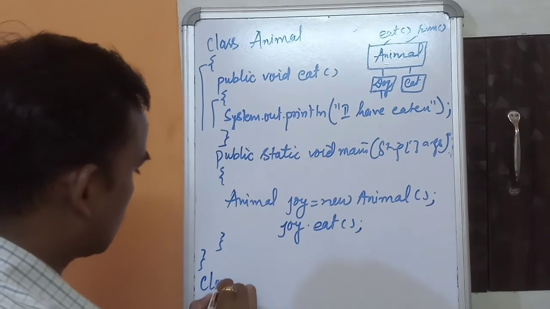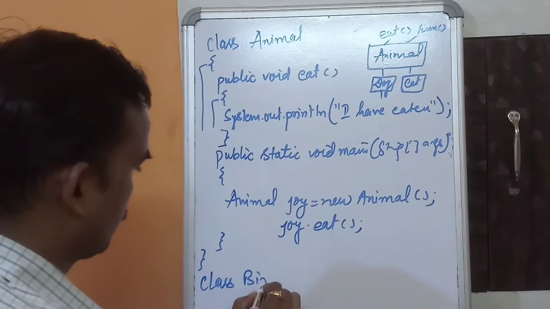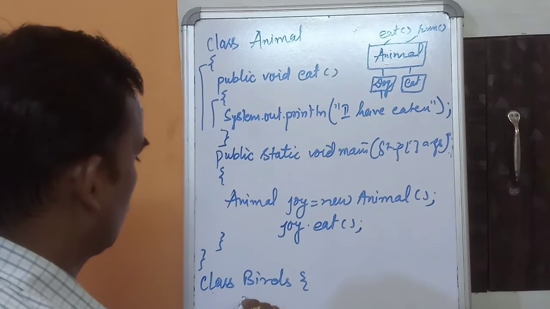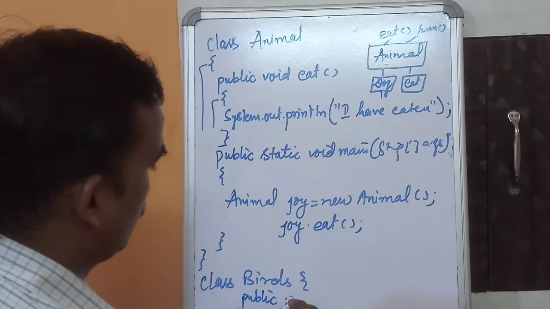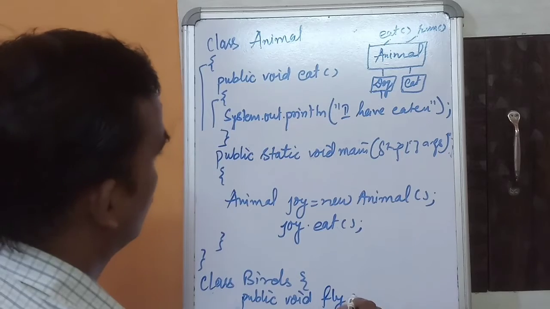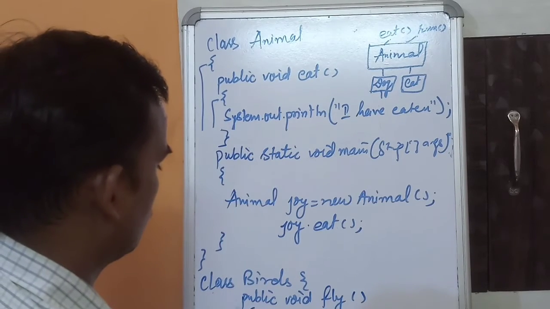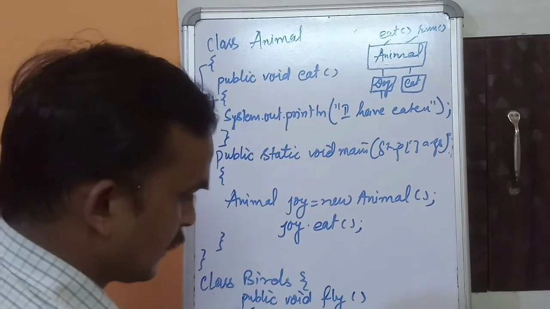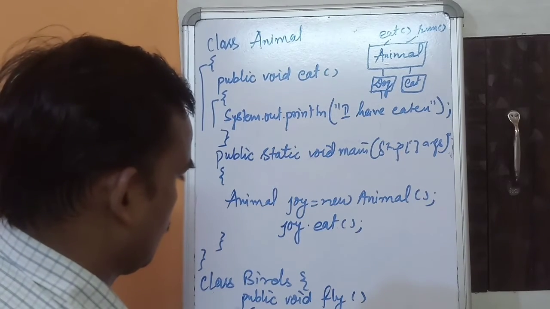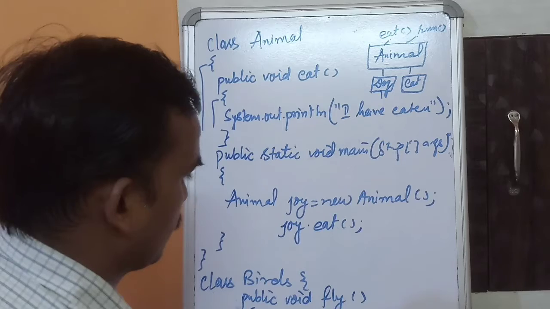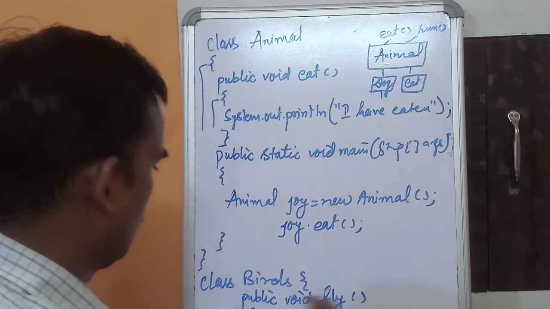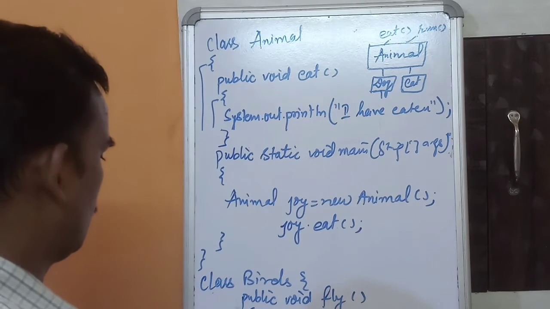Now I have a second class, that is class Birds. In this class I have one method, that is public void fly. So in this method I have System.out.println("Birds are flying"). Okay, and that closes the class.